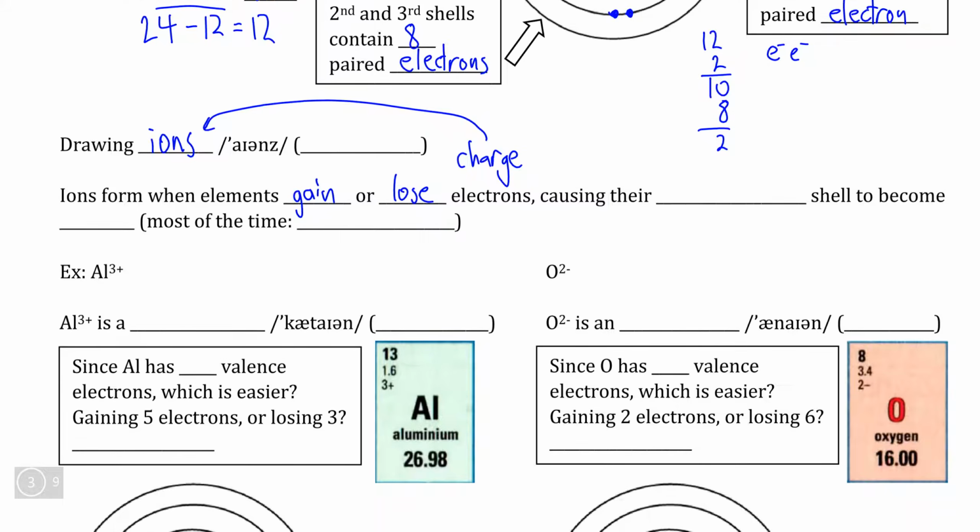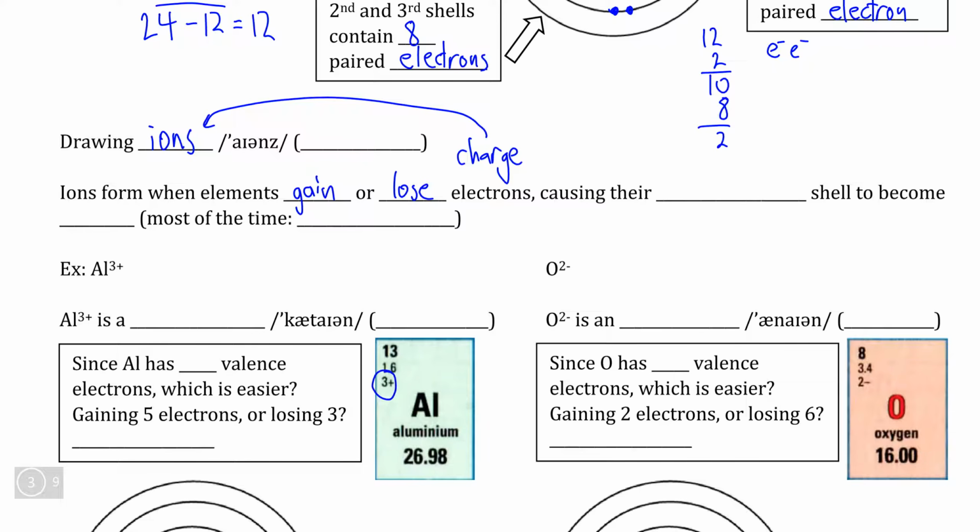Now, this is where we're going to explain why elements form specific and regular charges. The reason why ions form is that the number of electrons that they gain or lose is a specific number of electrons that causes their valence shell to become full. Most of the time, this means that the valence shell is going to have 8 electrons, and there are a few exceptions to this, namely hydrogen and helium.